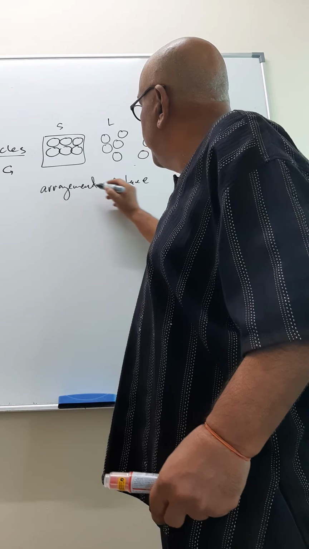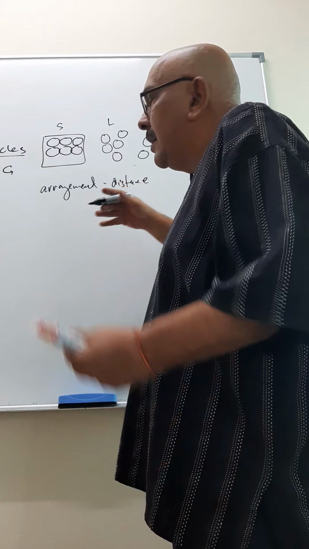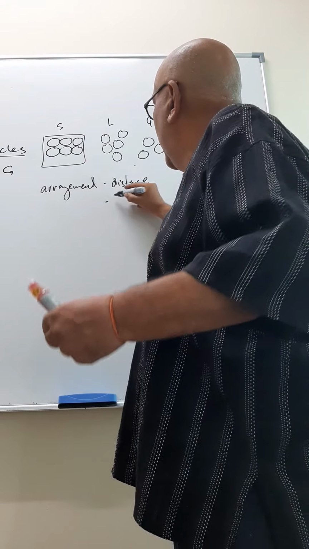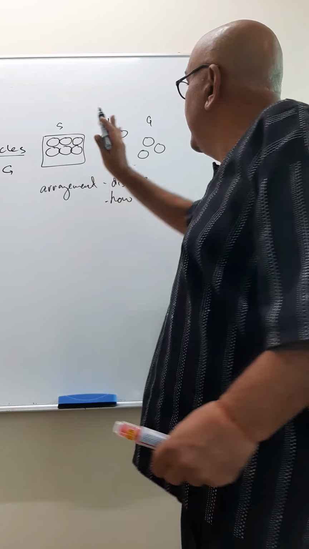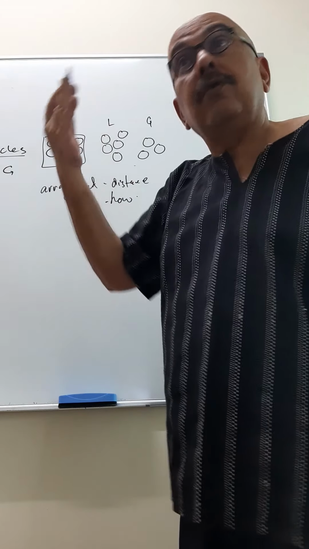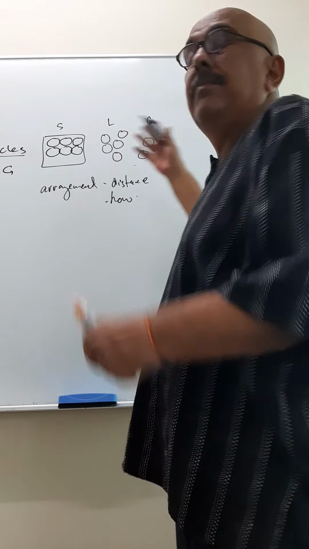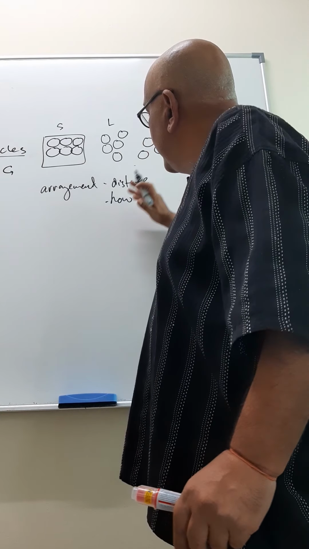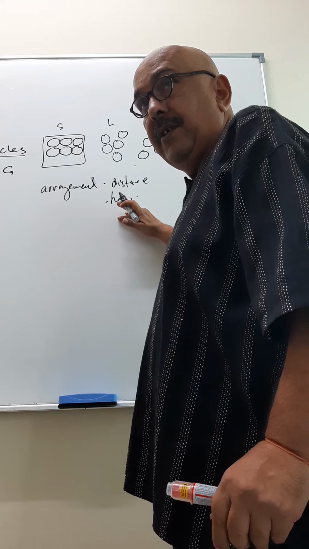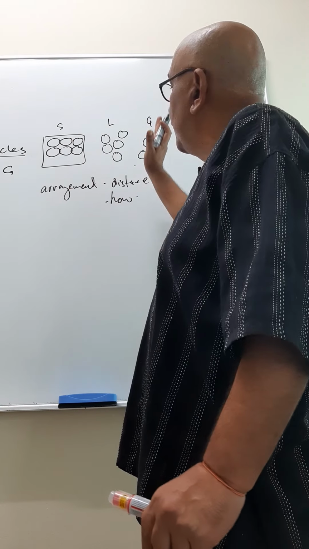Now the next thing we want is how they are arranged. This is part 2 of the arrangement. These are orderly. These are not orderly. And these are random, and they are far apart. That's arrangement: the distances and how they are arranged. So you can see the differences already.